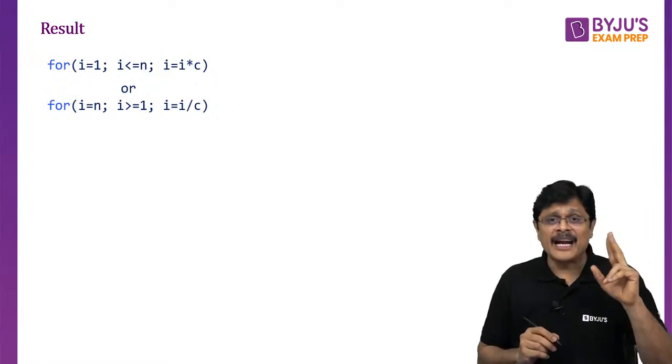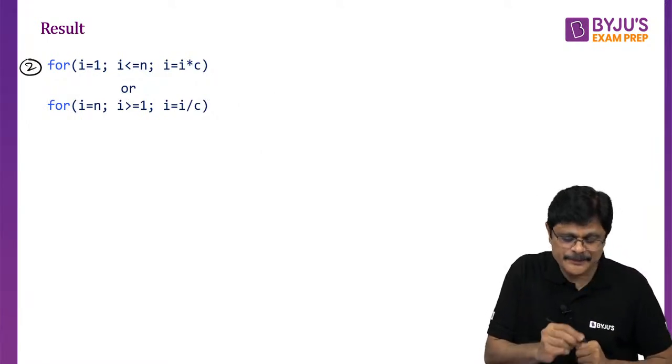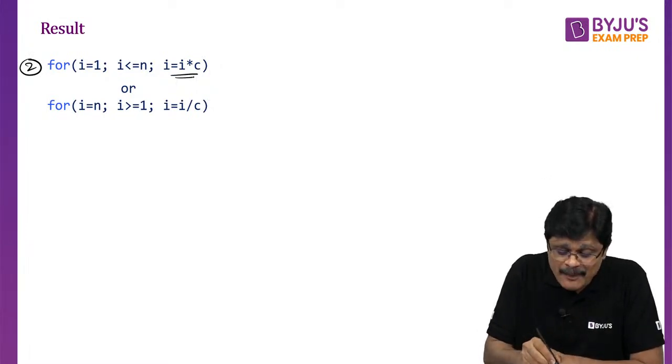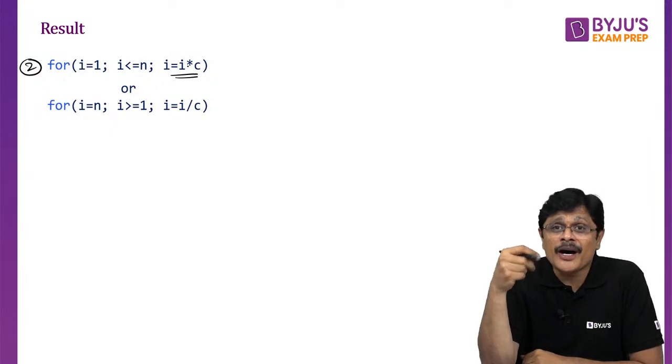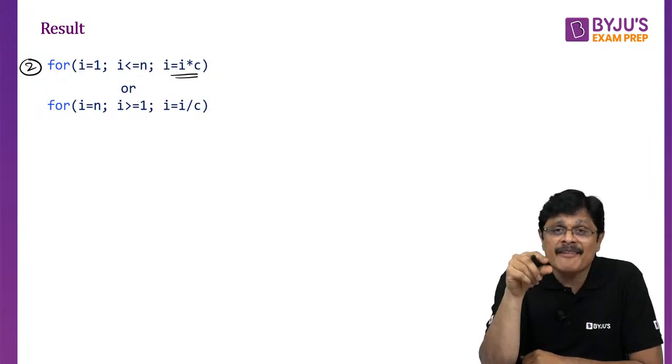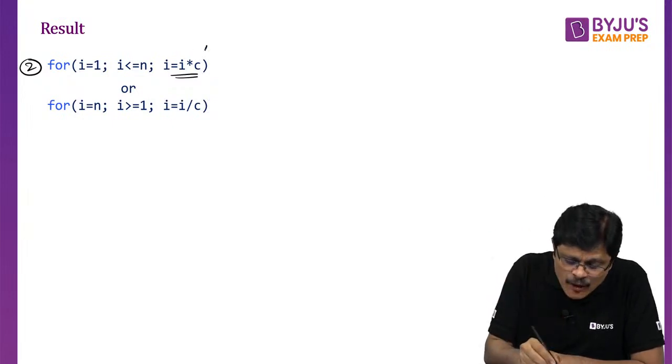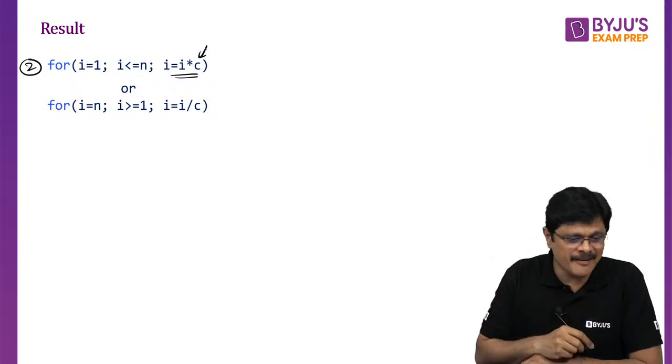Now the second and very important rule. i equals 1 and i less than or equal to n. Now what is happening? Every time you are multiplying the current value of i with a constant value. It may be 2, it may be 3, or any constant. This c must be a constant.